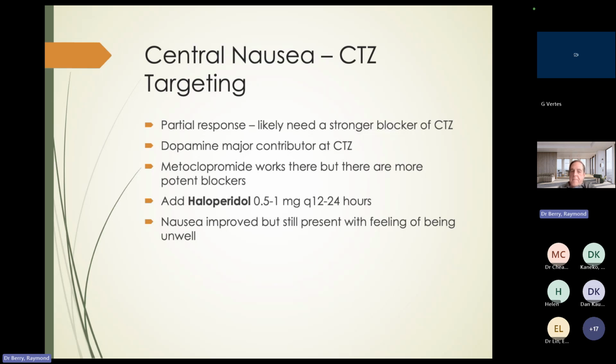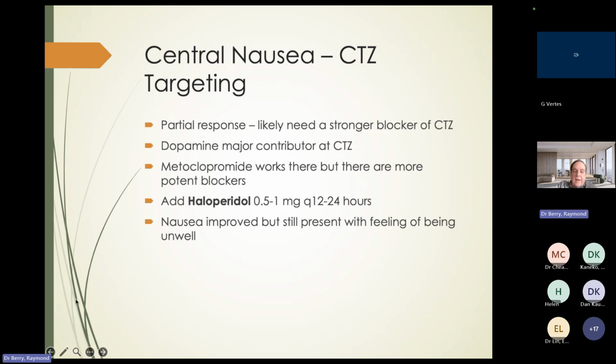So I will add Haldol to metoclopramide, but it would also be a reasonable thing just to switch off metoclopramide, use Haldol and use domperidone for the gastric motility.